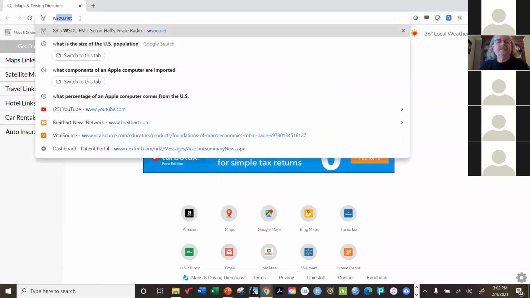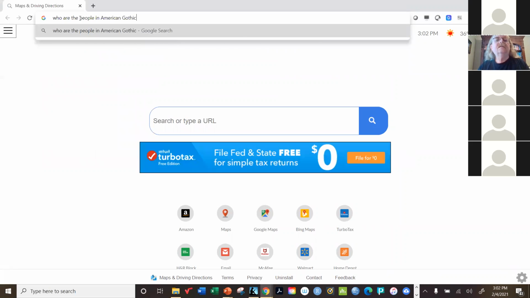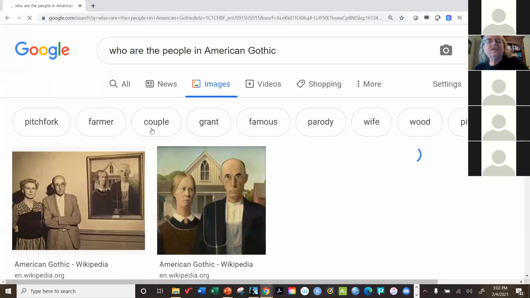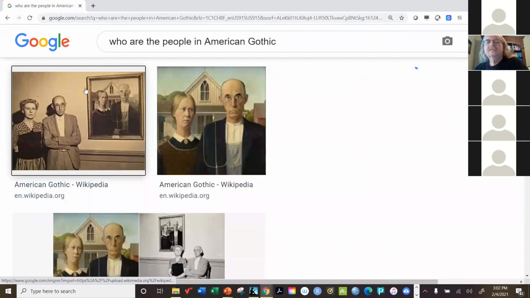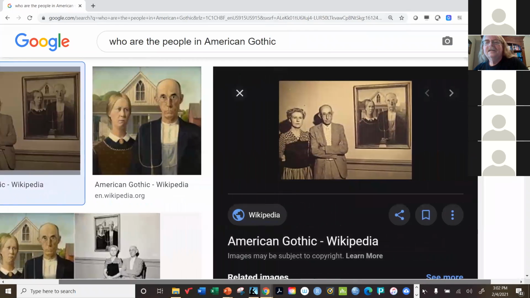Who are the people in American Gothic? Oh, okay. So Grant Wood is a painter. That's his sister and their dentist. Okay, that's what it was. Yep. Oh, there they are. Look at that. They've got an actual picture though. I've never seen that before. So, okay. How do you think he did? Not bad.